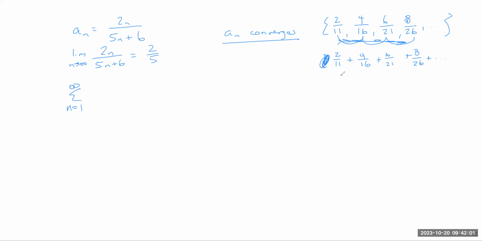So basically what's going on here is, let's say now instead of looking at the first few terms, let's start way down the line. What about when n is equal to 100? Then I get 200 over 506. 202 over 512.